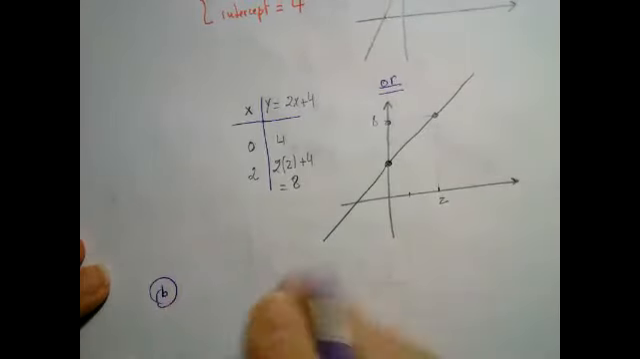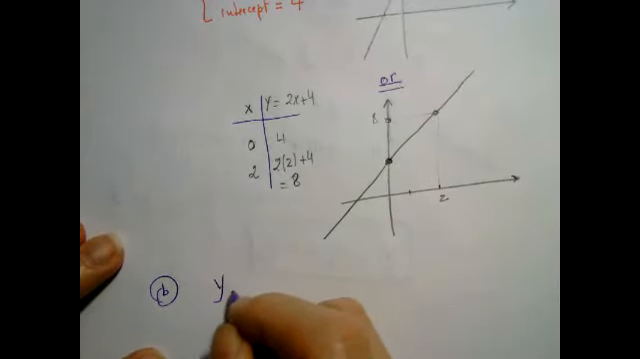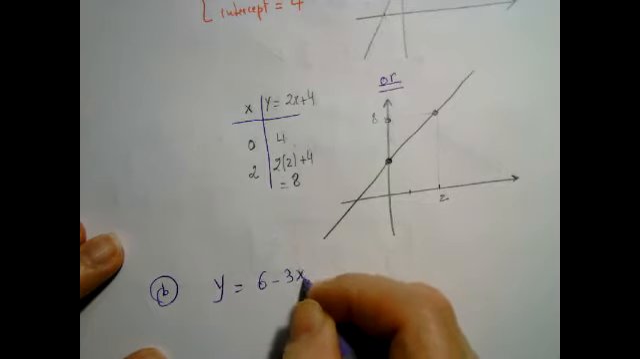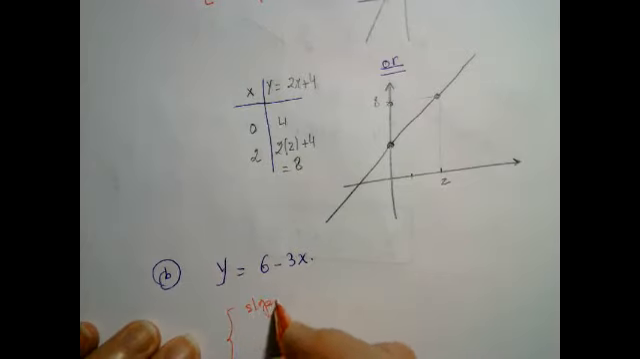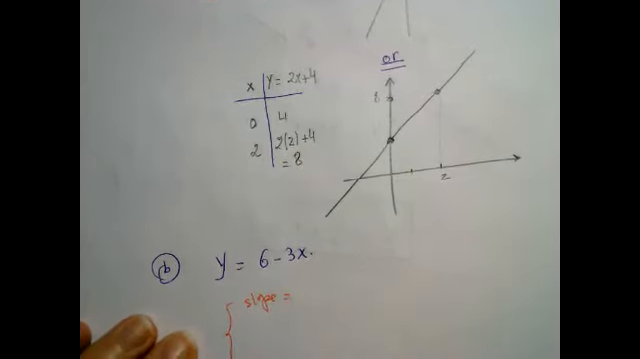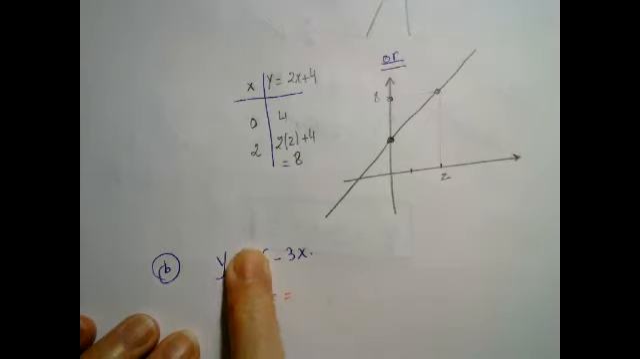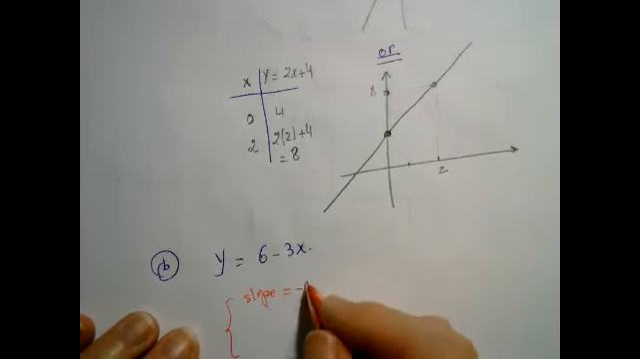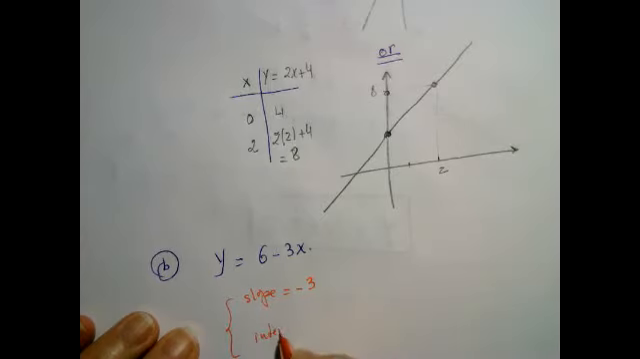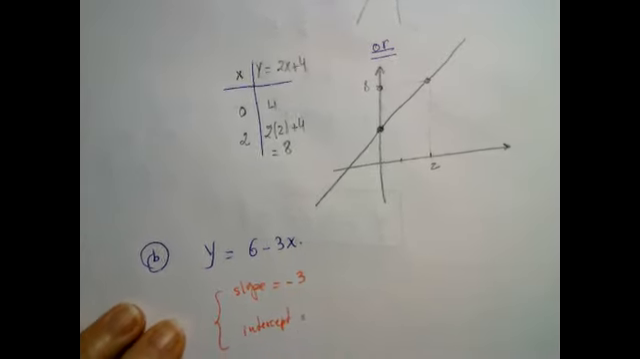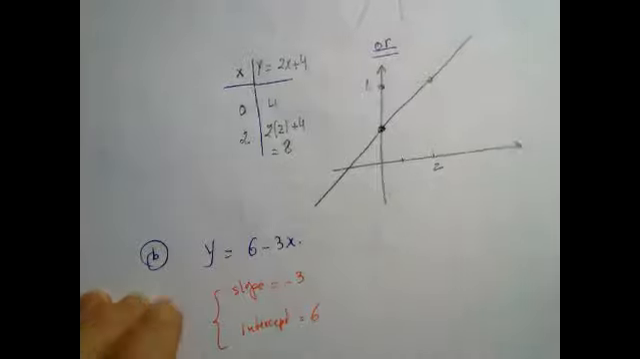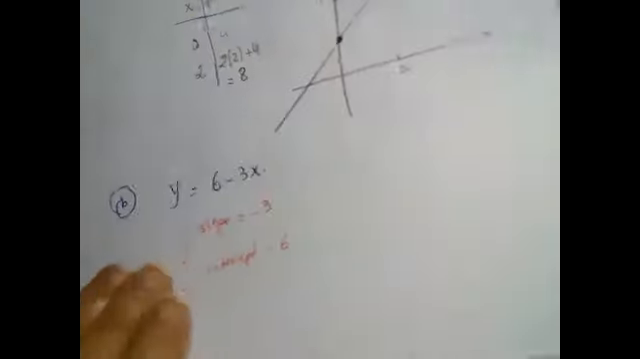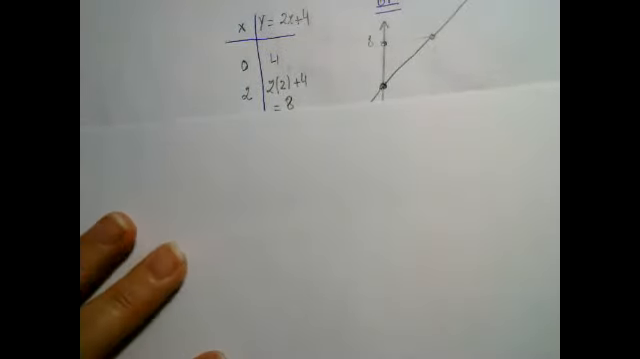So B, suppose I give you y equal 6 minus 3x. My question is, what's the slope? What's the intercept? The slope is -3. Do you agree with him? Over 1. But yeah, you don't have to write 1. There's no point. So the slope is everything x is multiplied by. Intercept? What happened when x is 0? Intercept 6.